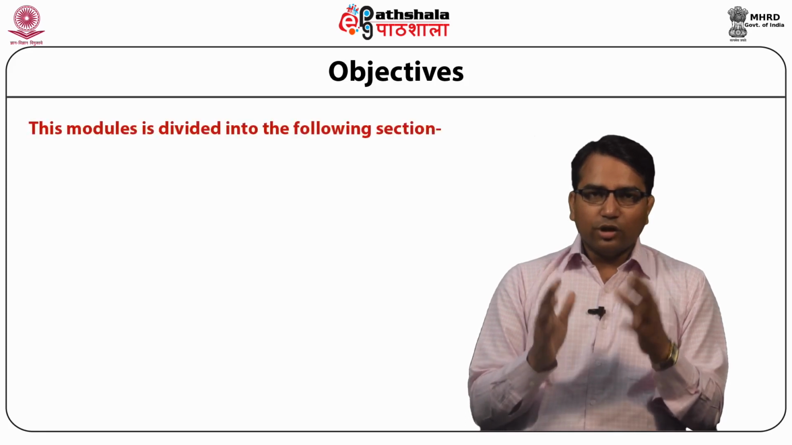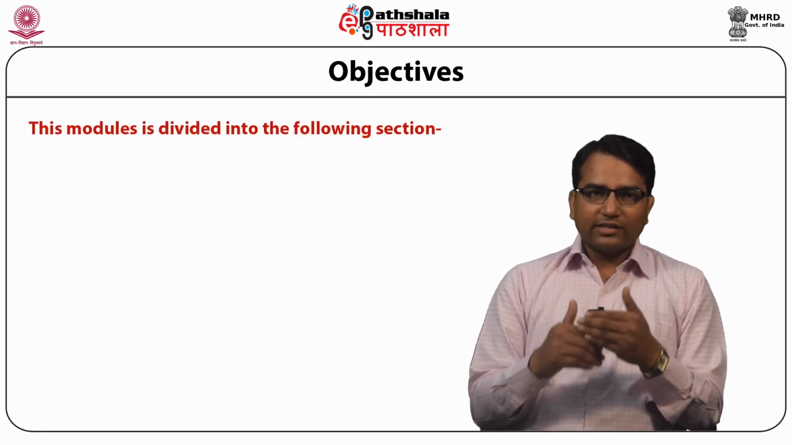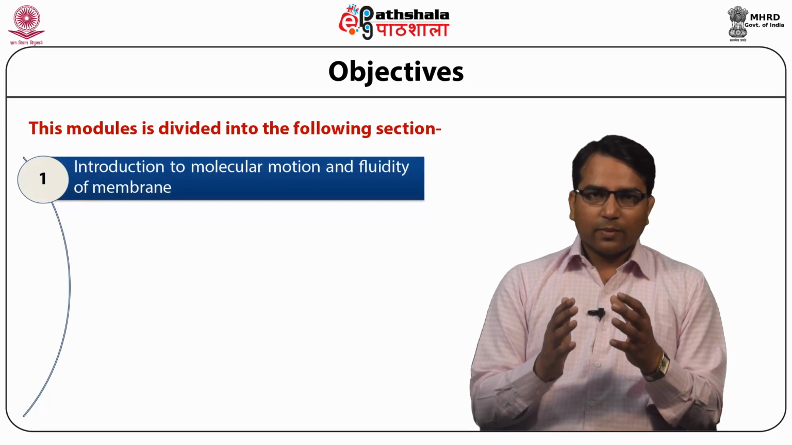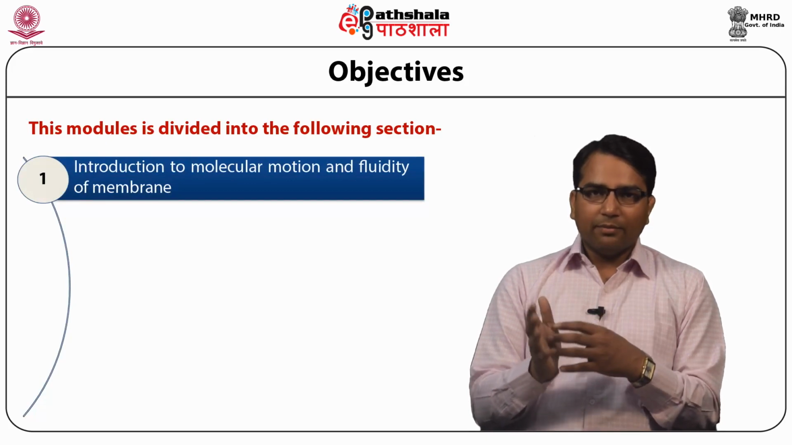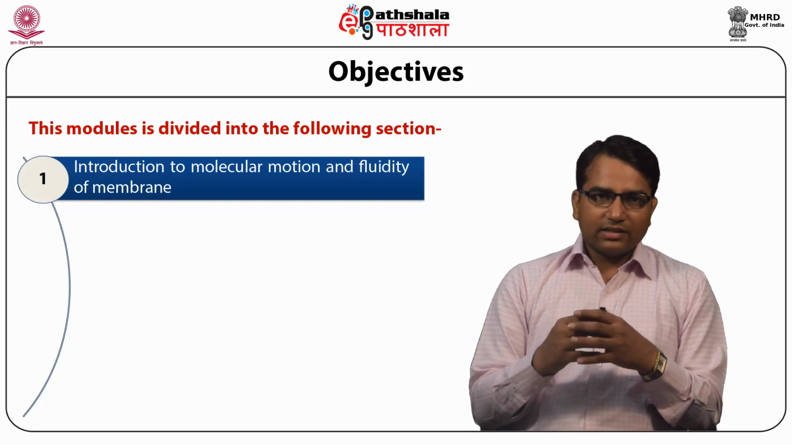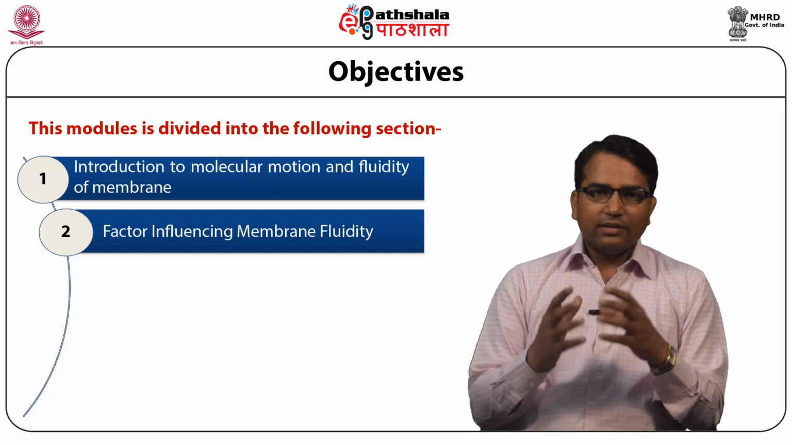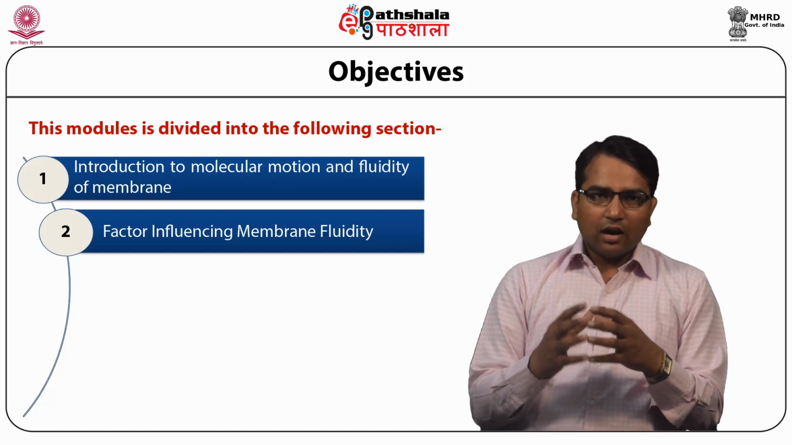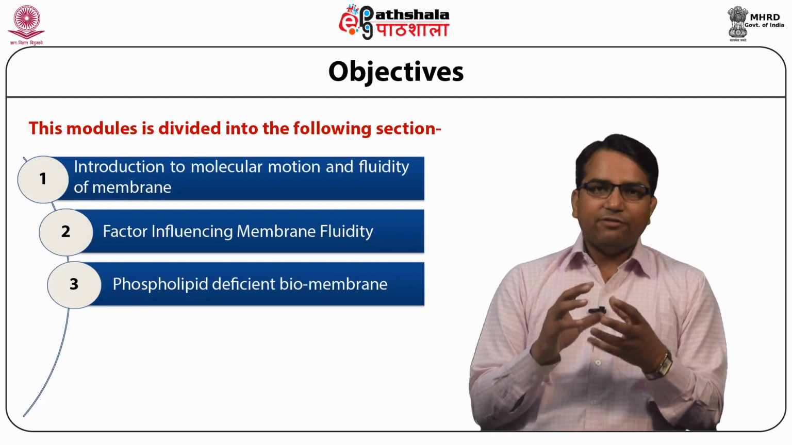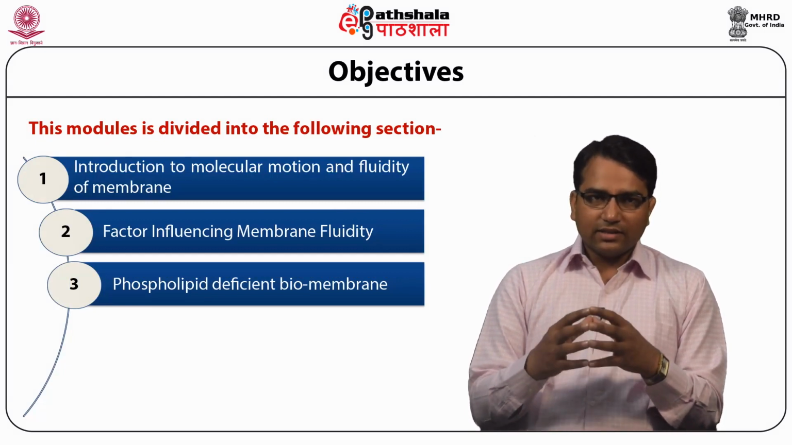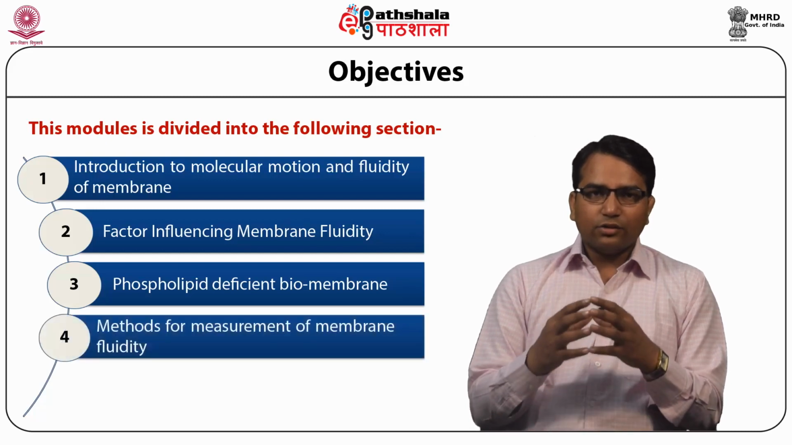So this module is divided into the following sections. First we will discuss the molecular motion and fluidity of the membrane. Then we will discuss what are the factors influencing the membrane fluidity. Then we will discuss how a phospholipid deficient biomembrane can function, and in the last we will discuss the methods that are used for measurement of membrane fluidity.